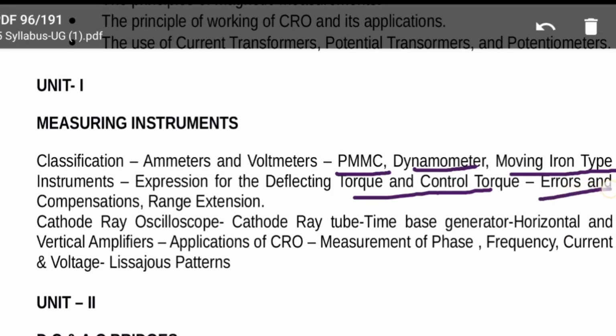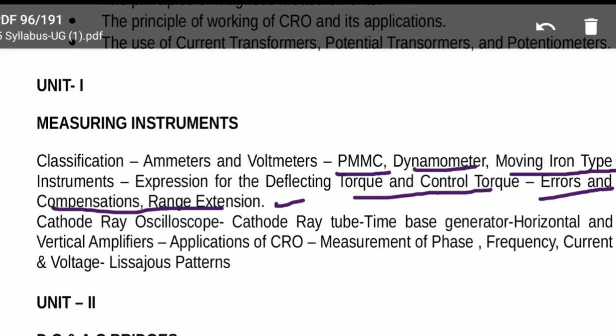What is swamping resistance? For the PMMC instrument we connect the swamping resistance in series to reduce the temperature error. Range extension, ammeter shunts and voltmeter multipliers: what is an ammeter shunt, what is a voltmeter multiplier. A 2 marks question may come, but 10 marks questions we can't expect from range extension, that is ammeter shunts and multipliers.